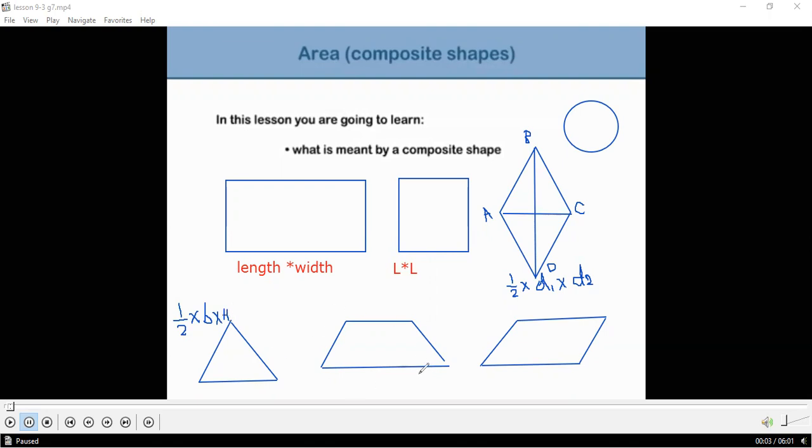What is the next figure? Zena, what is the next figure? The next figure is the trapezoid. Do you know how we can calculate the area of the trapezoid?